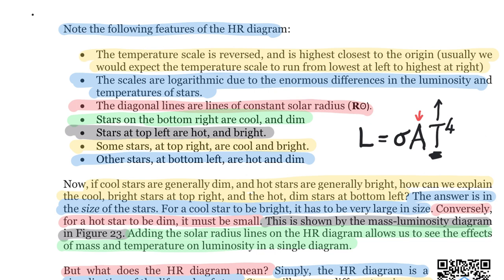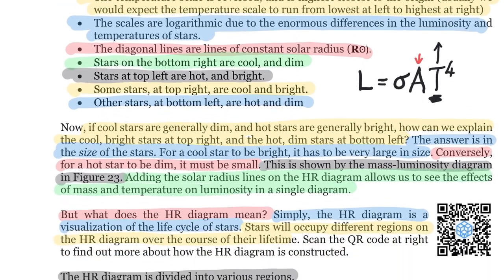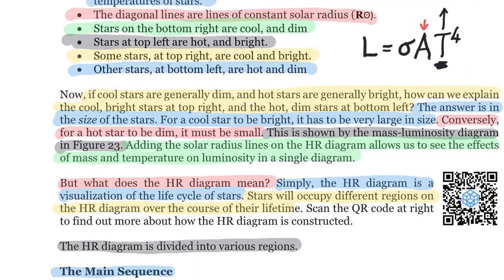So this is shown by the mass luminosity diagram that we looked at before. Now, adding the solar radii lines on the HR diagram allows us to see the effects of mass and temperature on luminosity in a single diagram. And this is why it is such a powerful and beautiful tool for us to use.